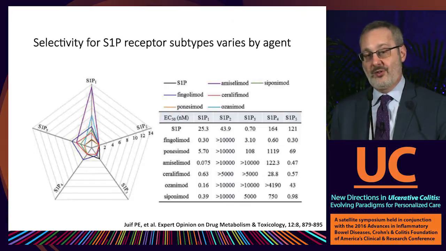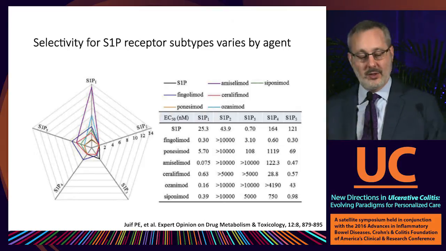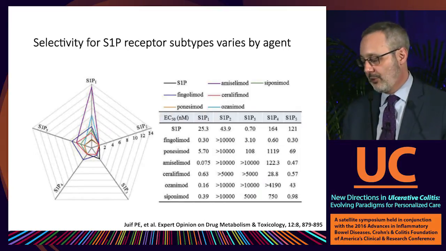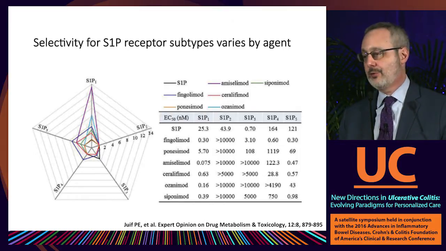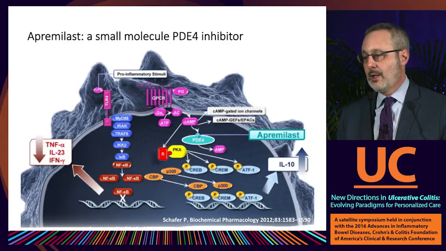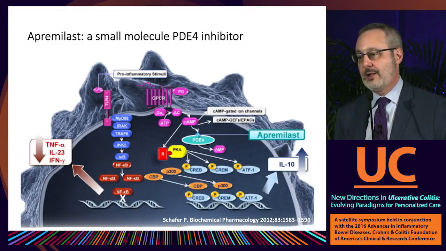I should note no cases of PML have been described to my knowledge, and I think we'll see where this goes, but it's a promising oral agent for ulcerative colitis. Then we get to this agent, Apremilast, which is a phosphodiesterase 4 inhibitor. At this point, it's just under study.